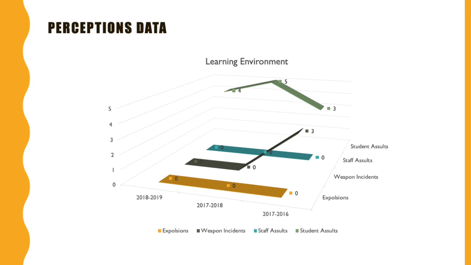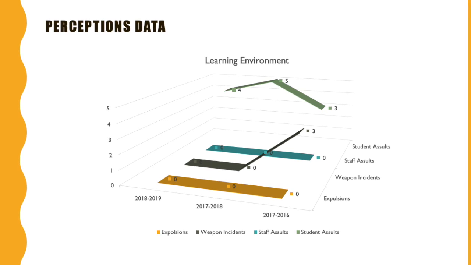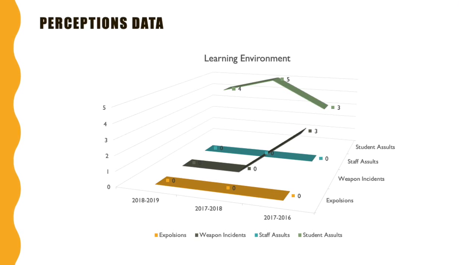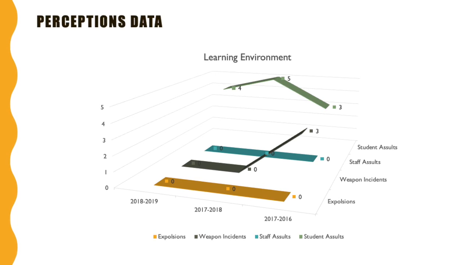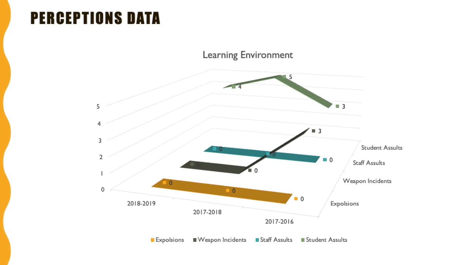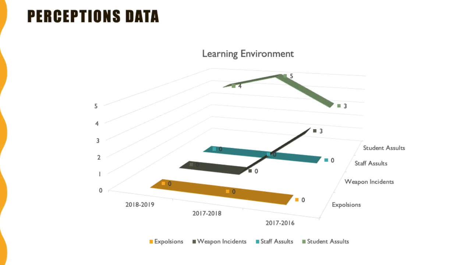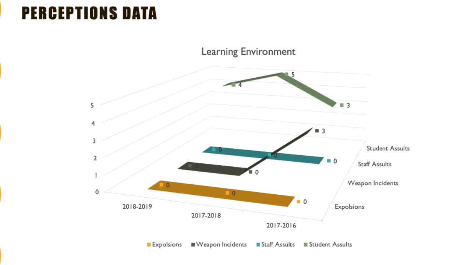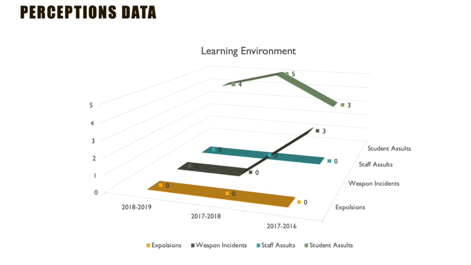So what is our climate and culture really like? Over the past 3 years, no students have been expelled, only 3 weapon incidents which happened 3 years ago. There has been no staff assaults in the past 3 years, but there has been a handful of student assaults. Obviously, this is our main concern, and we will need to discuss what we can do about these numbers.